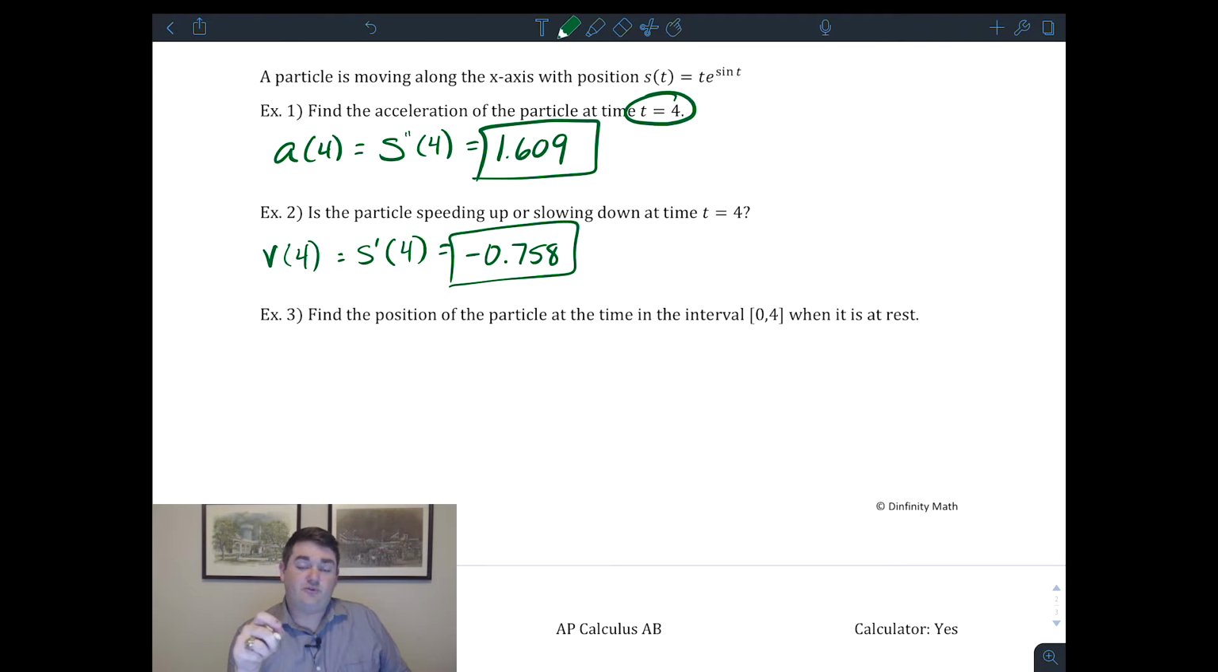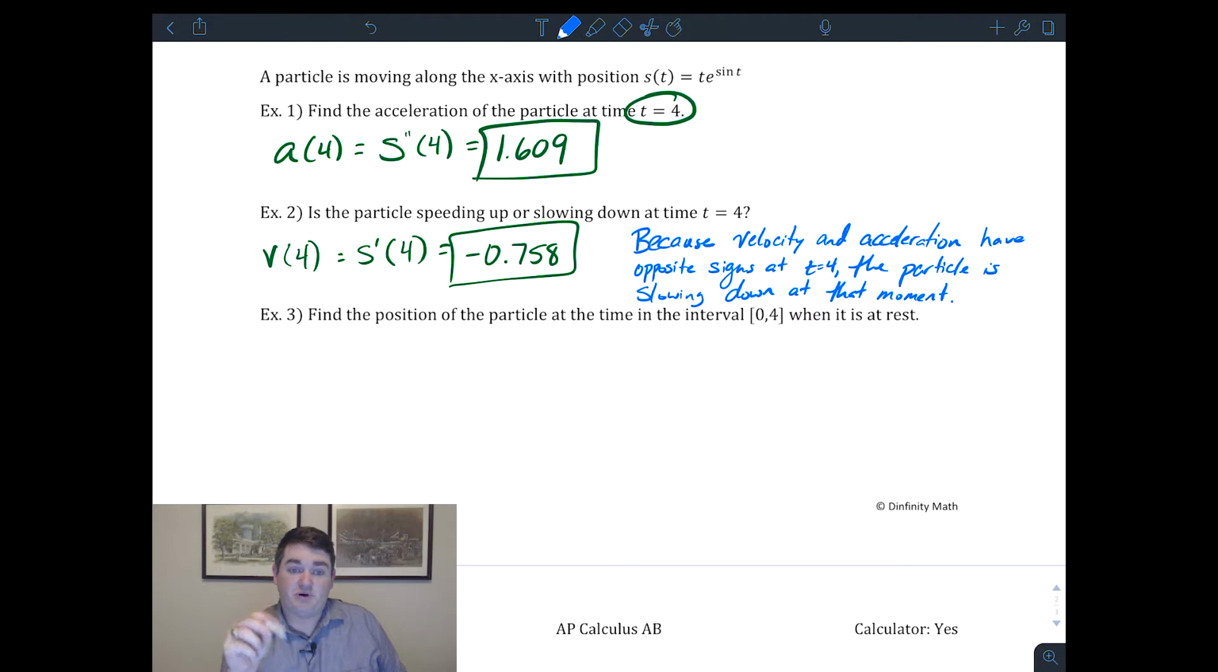So at time equal 4, the velocity is negative, the acceleration is positive. Because those two are different, the particle is slowing down at that moment. Example 3. Find the position of the particle at the time in the interval 0 to 4 when it is at rest. So when you see at rest, what that means is that it's not moving, so its velocity is 0. So to set the velocity equal to 0, first I have to find the velocity, so now I guess I really do need to take this derivative.